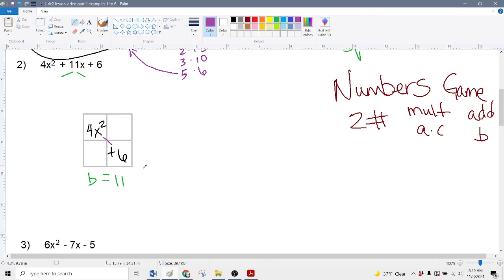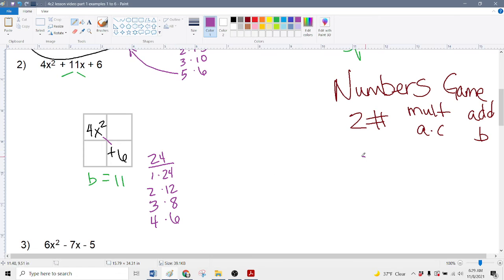When we multiply our A times C, we'll get a positive 24. So the factors for our 24: 1 and 24, 2 and 12, 3 and 8, sorry, and 4 and 6. Here's those factors of 24, and you can get those right off your factor table.